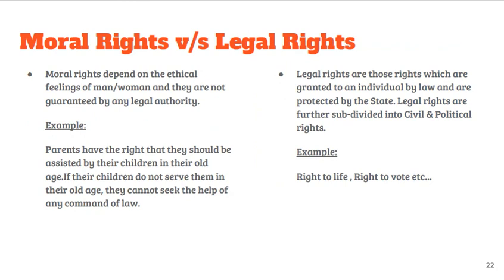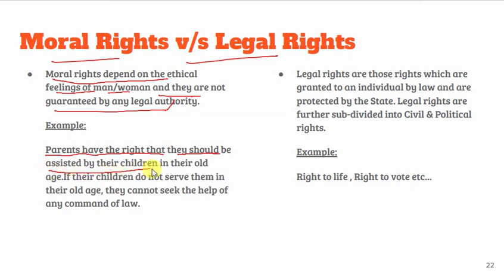Now we do have certain rights which are called moral rights versus legal rights. So what are these rights? Well, moral rights depend on the ethical feelings of a man and woman, and they are not guaranteed by any legal authority. Parents have the right that they should be assisted by their children in their old age. If their children do not serve them in their old age, they cannot seek the help of any command of law. So I've given a very small example for the moral right.